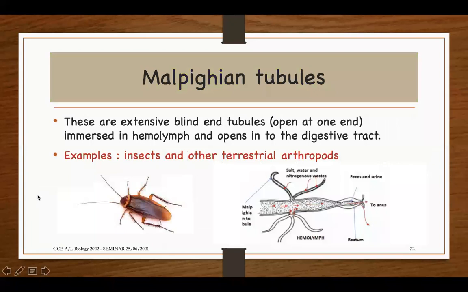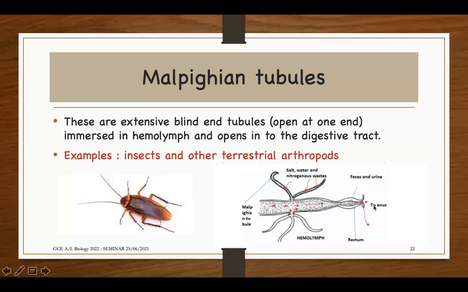Then the other one is Malpighian tubules. These are extensive blind end tubules, open at the end, immersed in hemolymph, and opening into the digestive tract. If you have done the circulatory system, you have learned about hemolymph, that some organisms have hemolymph in their body, so that their interstitial fluid and blood vessels are not separated. Those kinds of insects and terrestrial arthropods have Malpighian tubules.